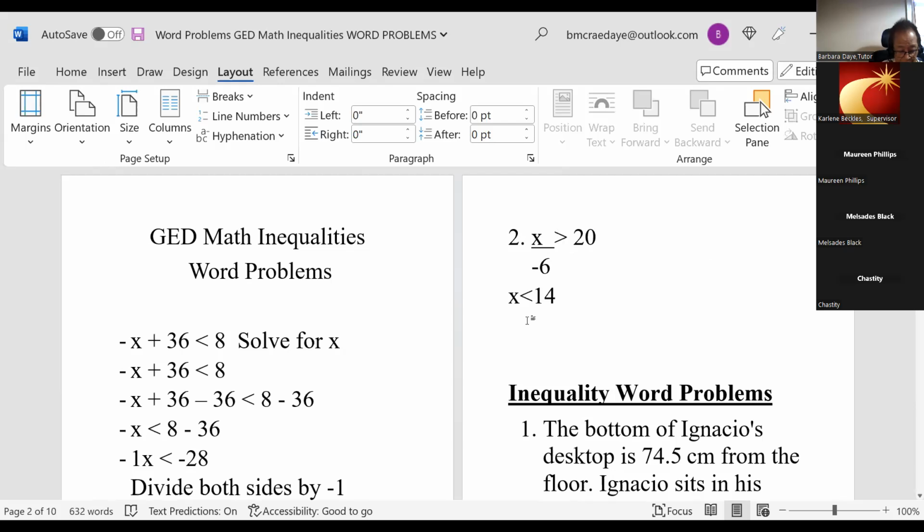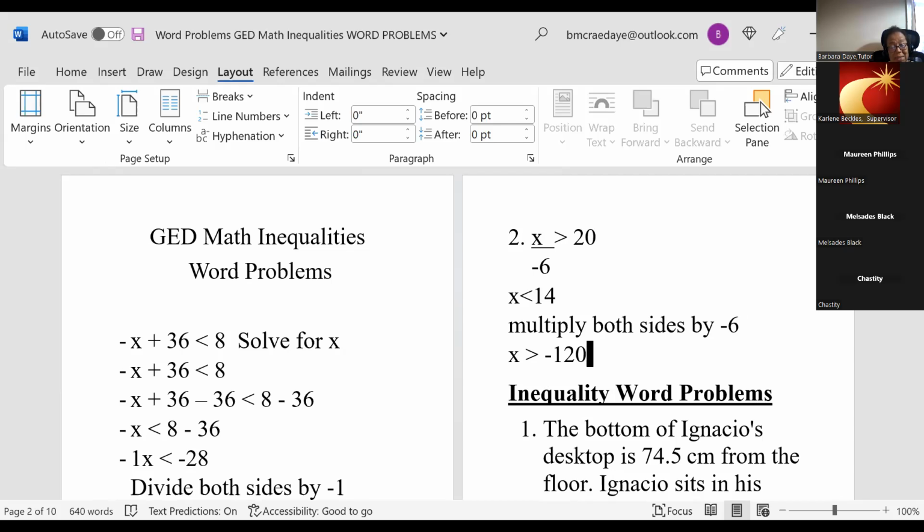So with a division, we multiply both sides by -6, right? That's the only way you'll get x on the left side. And if you do that, what do you have left? You have x greater than -120. That's -6 times 20, right?